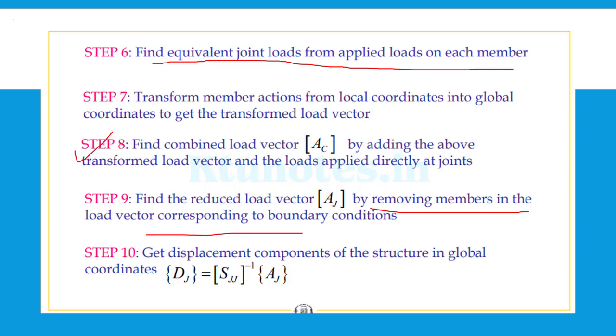And in step 10, get displacement components of the structure in global coordinate. DJ is equal to SJJ inverse into AJ.